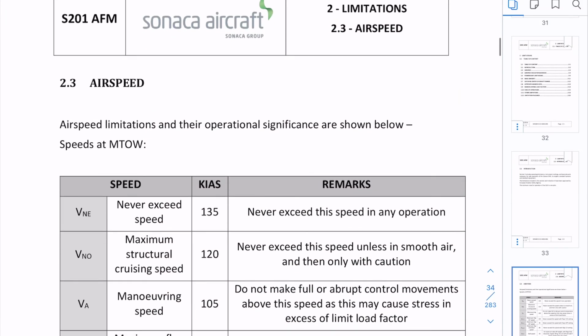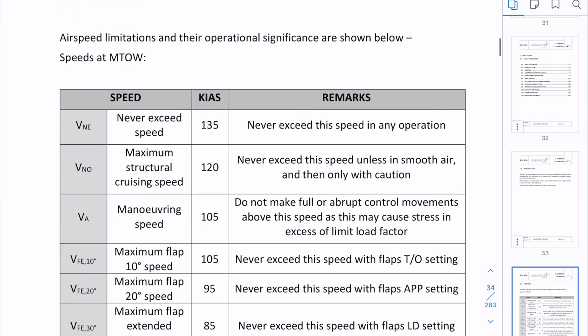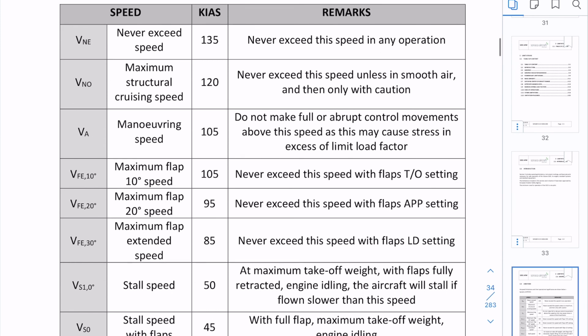Next, we have maximum and minimum speed limitations. These are also specified in the AFM and are crucial to operate the aircraft safely. Among the many airspeed limitations, you will typically find the VNE, the never exceed speed, the VA, the maneuvering speed, the VS0 and VS1, the stall speed or minimum flight speed to avoid a stall in a landing configuration or in a cruise configuration, and many others that you need to keep in mind when you fly the aircraft.